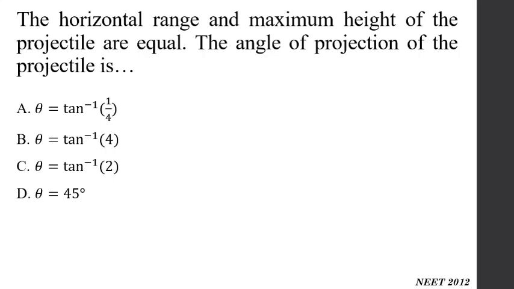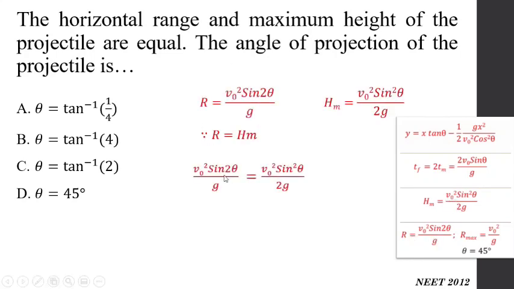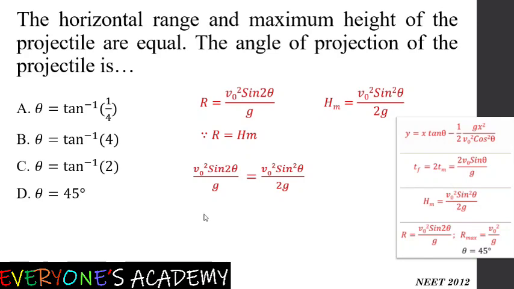Next problem. The horizontal range and maximum height of the projectile are equal. The angle of projection of the projectile is? That means the maximum height and the horizontal range are given to be equal, so we can directly equate these two formulae. By equating them, we can write v0 square sin 2 theta by g equals v0 square sin square theta by 2g. In this equation, v0 square and v0 square get cancelled, and g and g get cancelled.